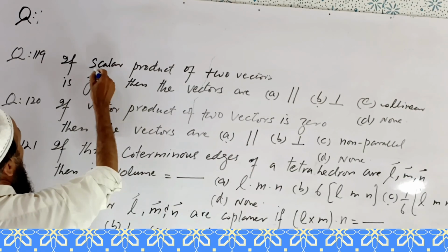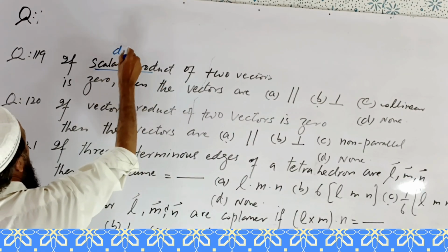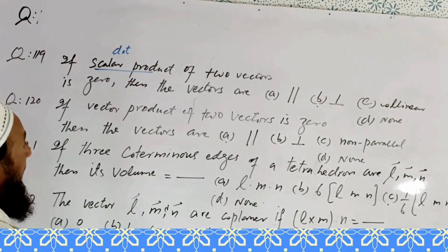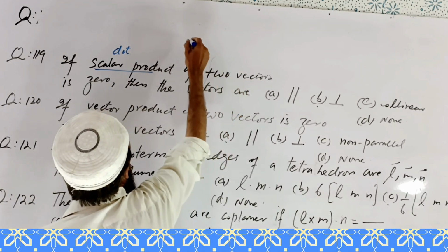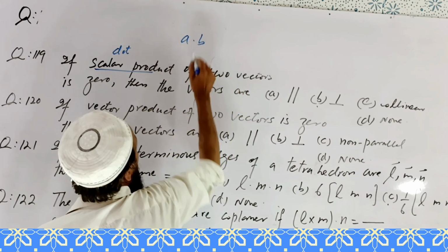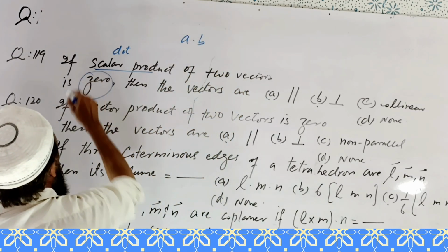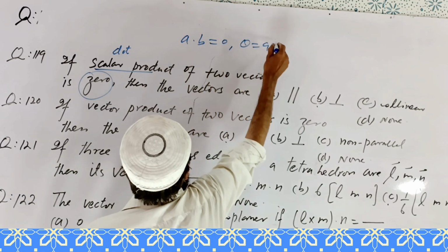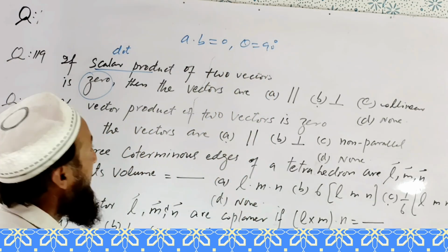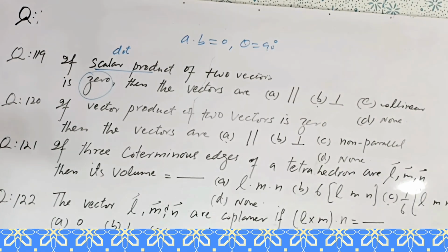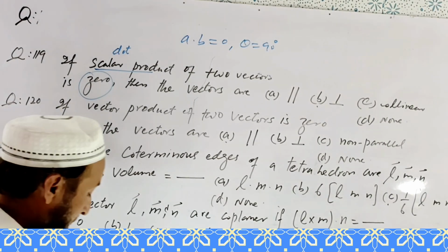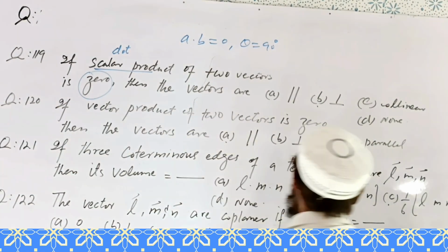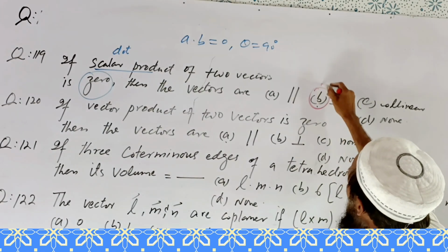For the scalar product, the dot product of two vectors, a dot b, if their result is equal to 0, then theta will be 90. In this situation, theta will be 90 if their dot product is equal to 0. So in this case, they are perpendicular to each other.